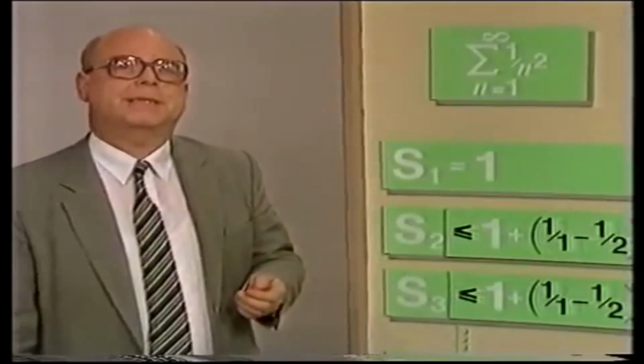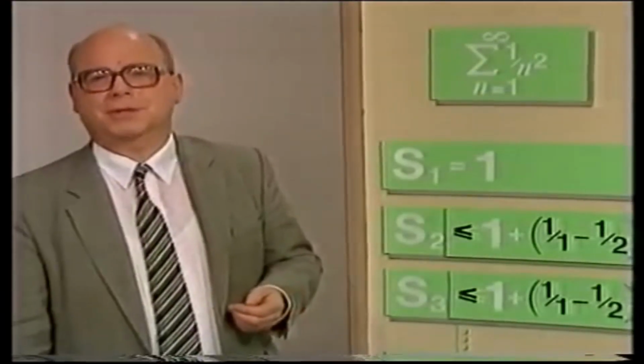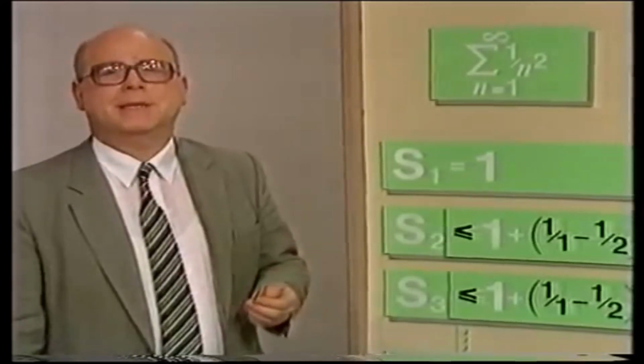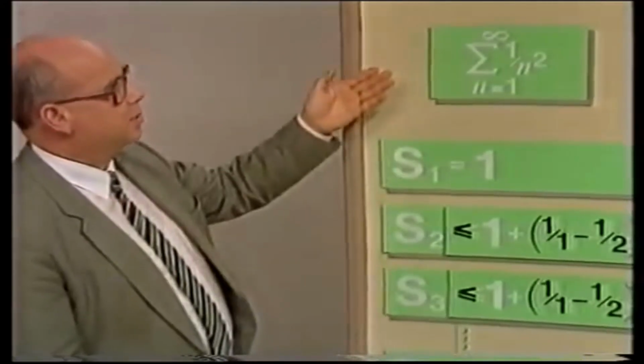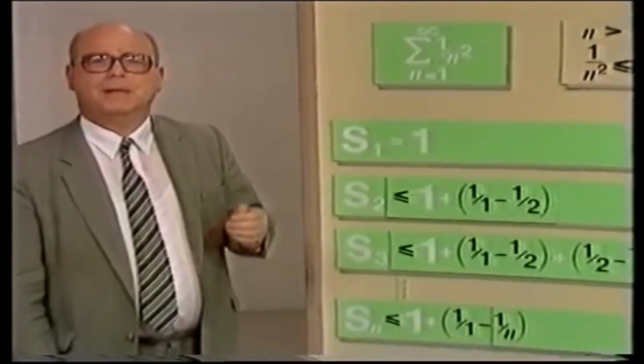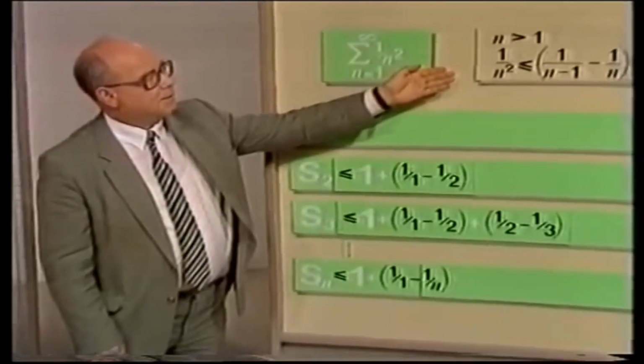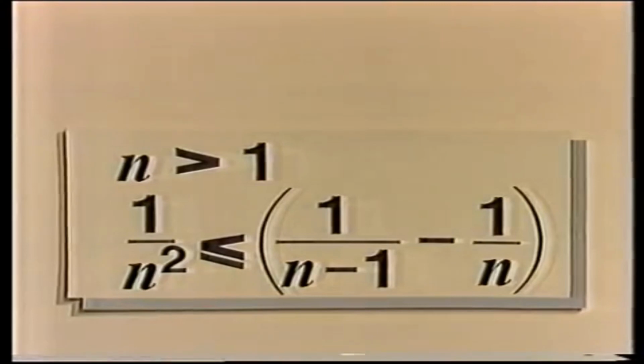To show that the series sigma 1 over n factorial converges, you can use many of the ideas that we used to show that the series sigma 1 over n squared converges. Because Euler's inequality that 1 over n squared is less than or equal to 1 over n minus 1 minus 1 over n holds also for 1 over n factorial. You see, n factorial is greater than or equal to n times n minus 1, because n factorial is just n times n minus 1 times some more integers.